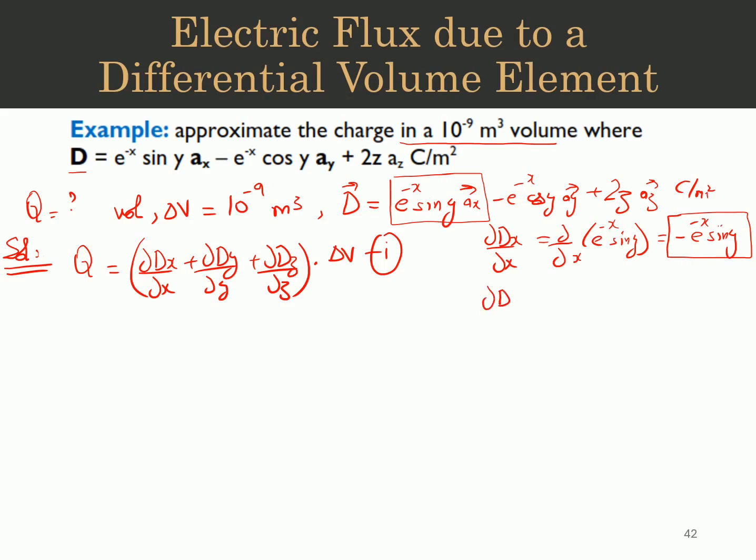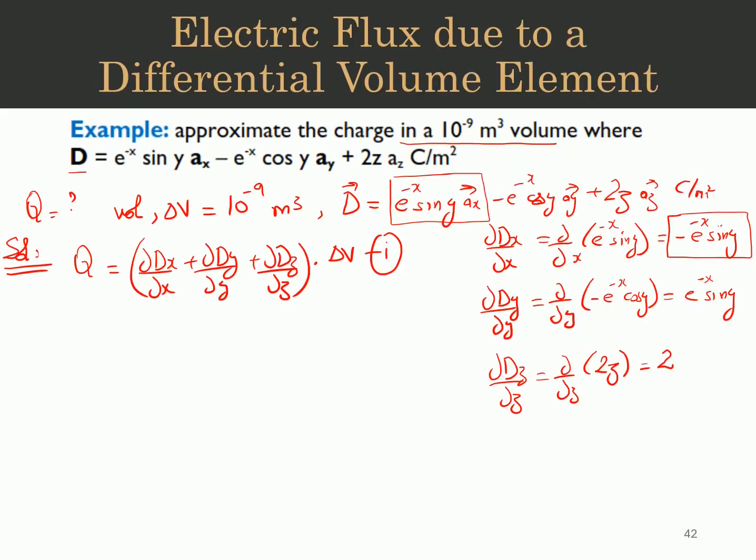Now let us find the partial derivative along y in the same equation. So we have the partial derivative with respect to y of minus e raised to the power minus x cos of y. It comes out to be e raised to the power minus x sine of y. So this is the second one. What about the partial derivative along z? In the whole expression, the only component available along z is 2z, so it comes out to be 2. Now once we have this, we input all the values of the partial derivatives into the equation to get the total charge that is required.